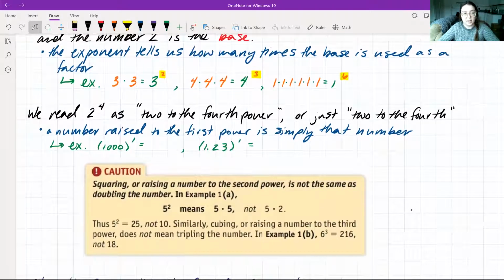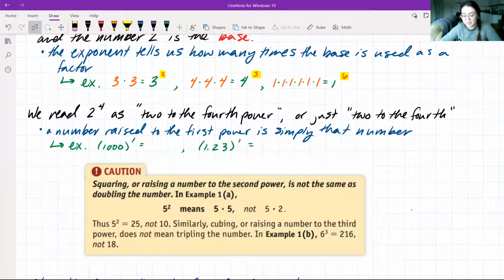When we see the number 2 with an exponent of 4, we read this as 2 to the 4th power, or just 2 to the 4th. You can also hear it said as 2 to the power of 4, or anything along those lines. All of these mean the same thing, just different ways we express exponential expressions.